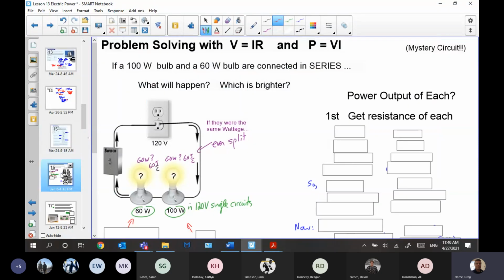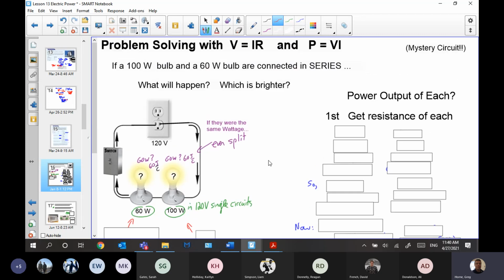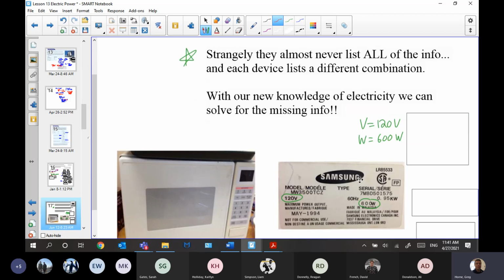I'll jump ahead to, oh yeah, okay. I'm just going to show this fairly quick. Maybe I'll come back to this one. I'm going to come back to that one. I just want to show you something neat first. CSA tags. So if you look at any device that uses electricity that's certified for use in Canada by the CSA, Canadian Standards Association, they're going to have information listed on it.